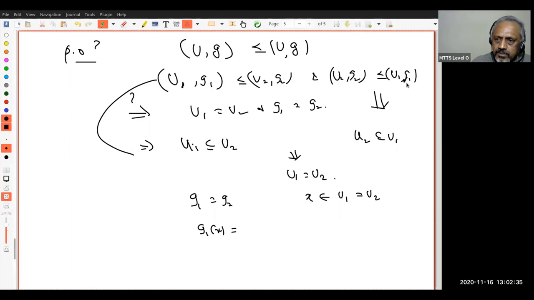Remember, this says g1 restricted to u2 must be g2. Therefore, it's g2 of x. You understand? Or you can use the other way around also. Are you following? x is in u1 which is also in u2, right? Therefore, x is in u2 and u2 g2 is less than or equal to u1 g1, and g1 therefore is an extension of g2. That means g1 of x must be g2 of x because x is an element of u2. You follow that? Therefore, we have proved for every x in u1 equal to u2, g1 equals g2. That means this.